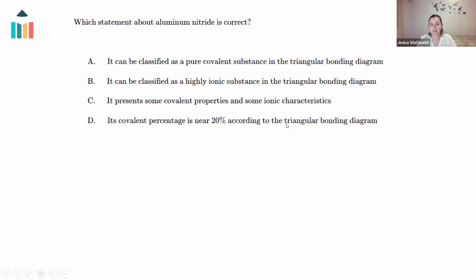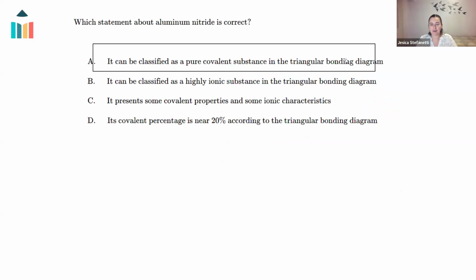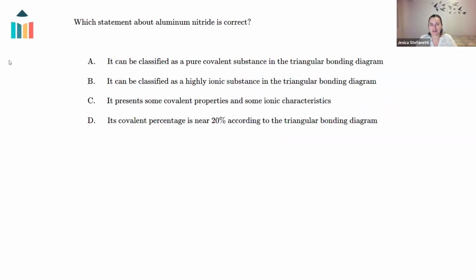They will be distorted. Okay, here the question says, which statement about aluminum nitrate is correct? First of all, we need to understand what aluminum nitrate is. The structure of aluminum nitrate will be made with aluminum and nitrogen. Aluminum is from group 13, nitrogen from 15. So these two combine like this. We have to consider all these descriptions, but the thing is, we might have to use the bonding triangle to work this out.